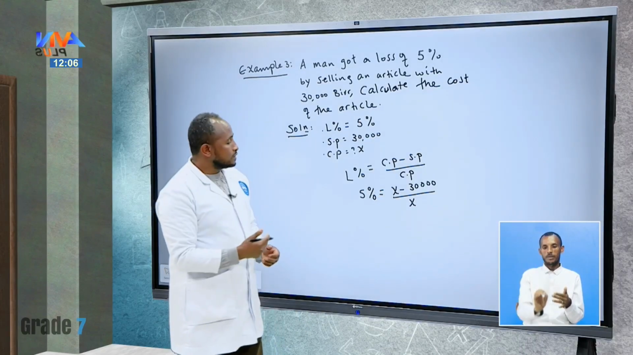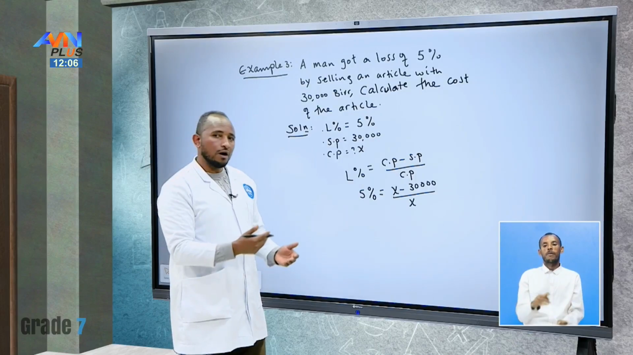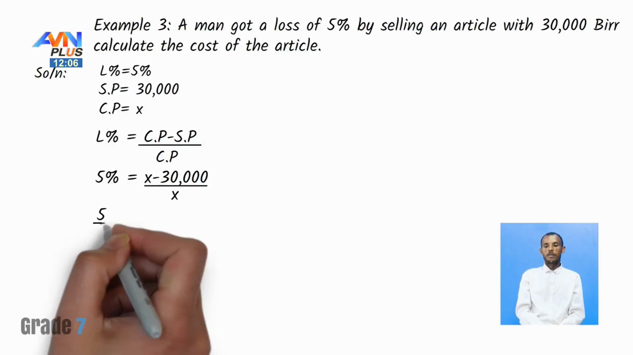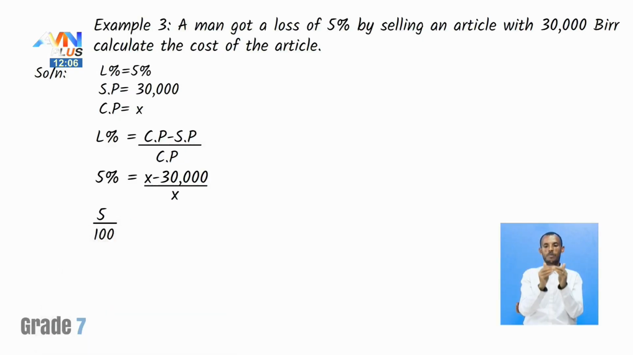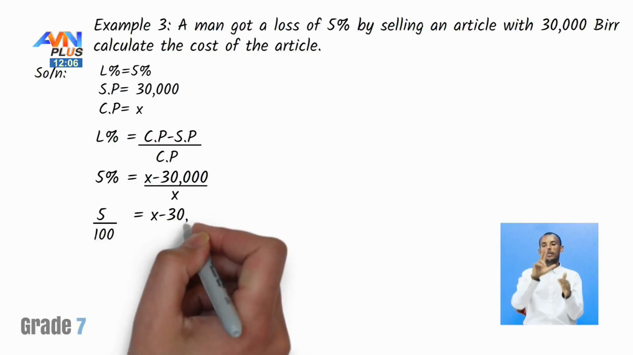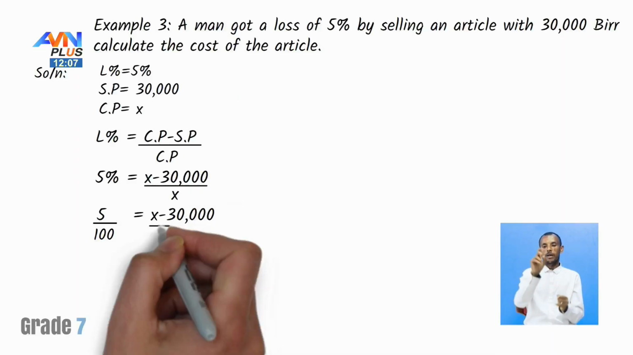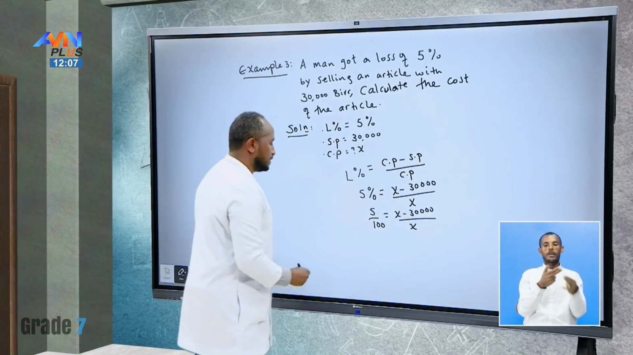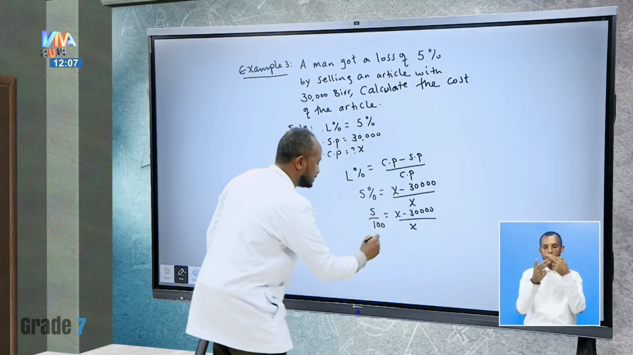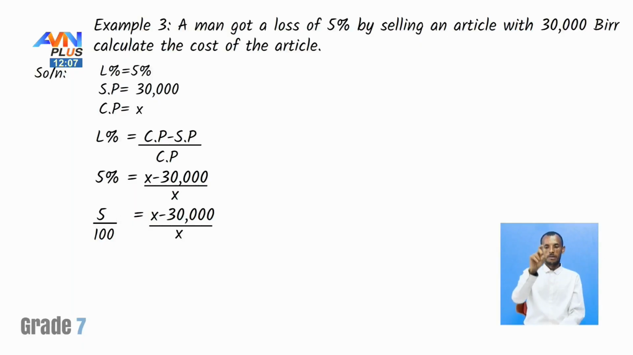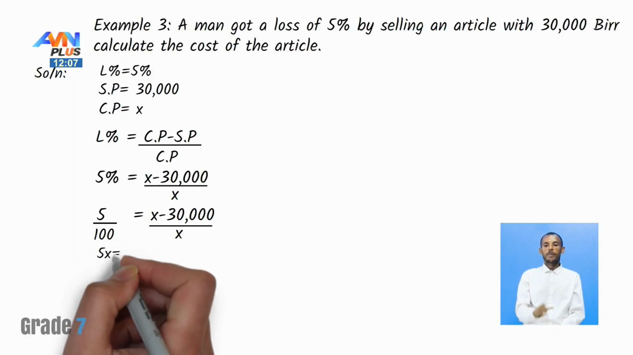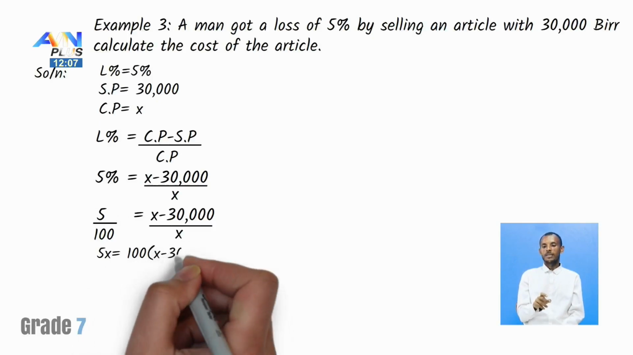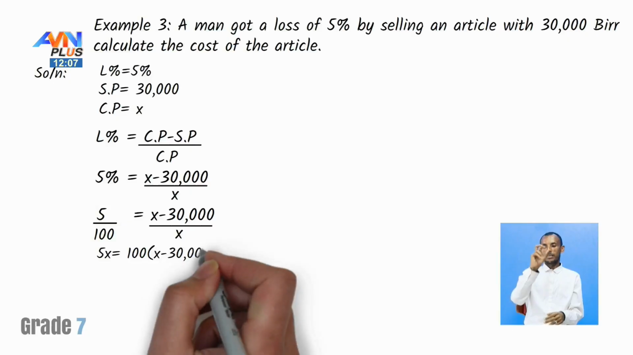5% when you convert this into fraction form means 5 out of 100. Therefore, this is written as 5 over 100 is equal to x minus 30,000 divided by x. Now, let's apply cross multiplication. So here, 5 times x, it is 5x, is equal to 100 times x minus 30,000.